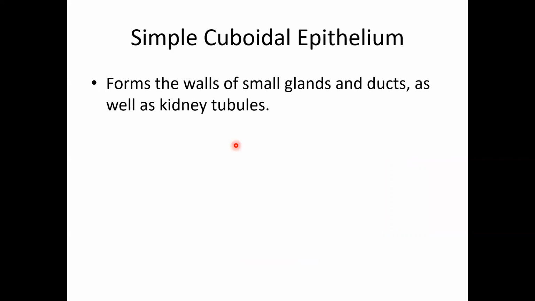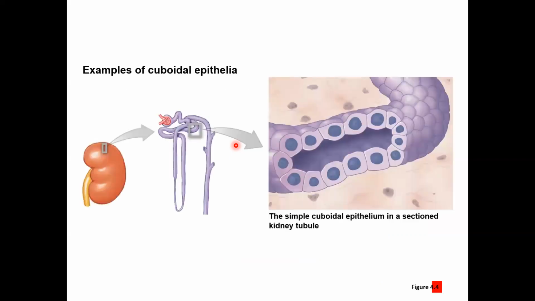Simple cuboidal epithelium we find in the walls of the tubules of the kidney and the smaller glands. They look like this. Here's cuboidal epithelium in the distal convoluted tubule. Still, because we have a single layer of cells, the goal is to move the product across these cells very quickly.